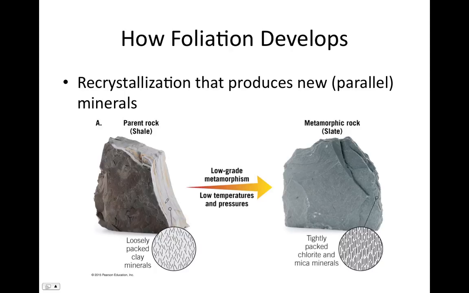you can see the bedding in it running up and down here. So the shale is on its side, and these clay minerals are running parallel to the bedding plane. But when this rock is squeezed, what happens to those clay minerals? They will recrystallize into new, more compact minerals that form extremely parallel to one another, like we see here. Here we have these tightly packed chlorite and mica minerals. And so this develops a very strong foliation.